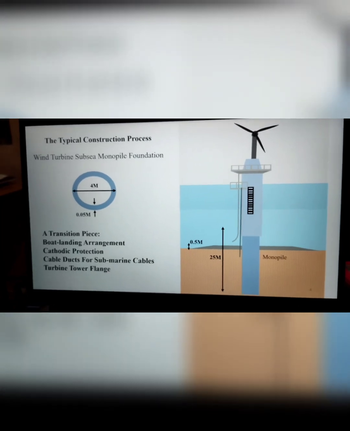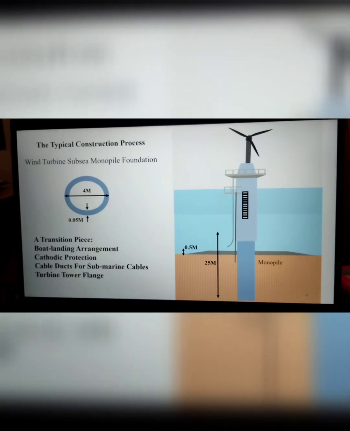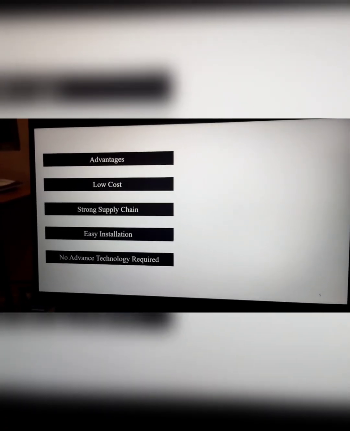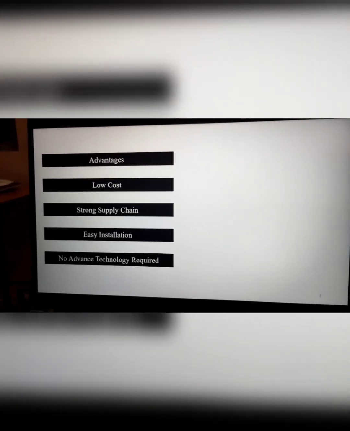After knowing about the typical construction process, let us have a look over advantages and disadvantages of monopile foundation. The very first advantage is that it has low cost construction, as very few materials are used and the basic material used is steel. It has a strong supply chain. It has easy installation and there is no use of advanced technologies. These both points go hand in hand, as the monopile foundation only needs hammering for the installation process, so there is no use of advanced technology for the same.